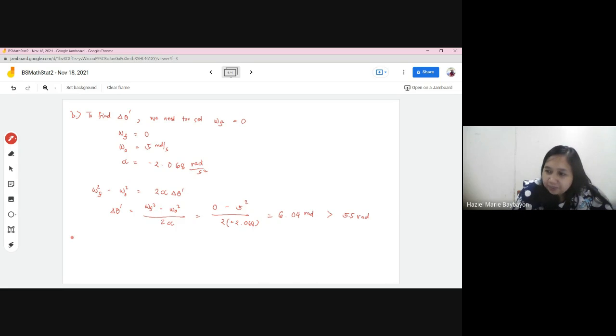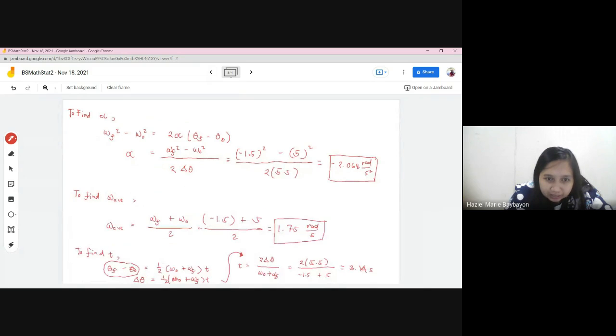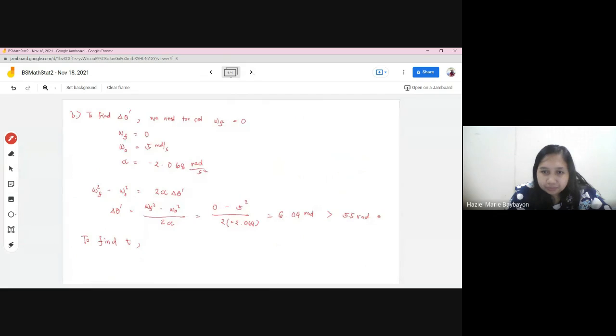Okay, and then finally, we will calculate the time. Earlier, we calculated a time already. In the previous item, the time we calculated is the total time, from the initial orientation of your ball until it reversed its direction. But this time, the time is from the initial orientation of your ball until its angular speed becomes zero. Okay?